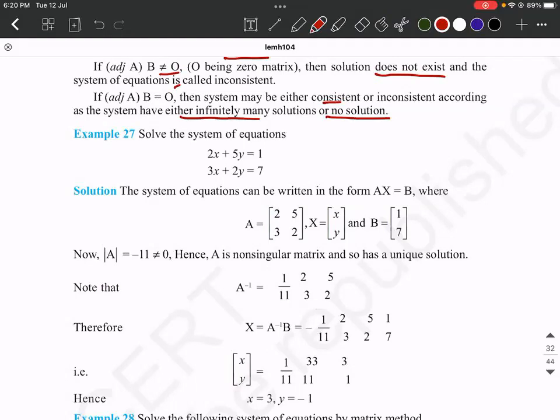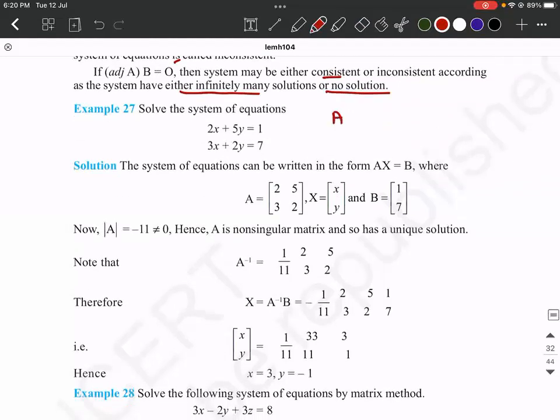Right? So example 27, solve the system of equations 2x plus 5y is equal to 1. For example, had they given the question like this, 2x plus 5y minus 1 is equal to 0, what is the first step you need to do? Ensure that the constant is always on the right of the equal to symbol. That is the first thing you need to do. Okay, so here it is given in this way.